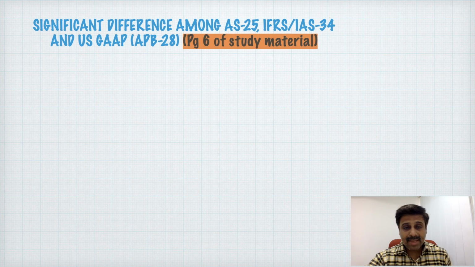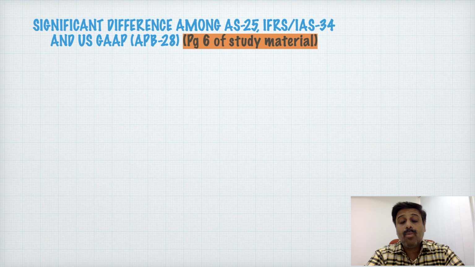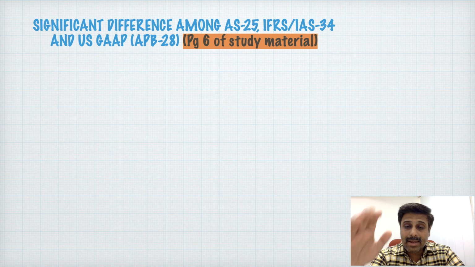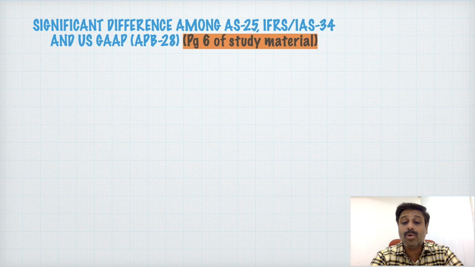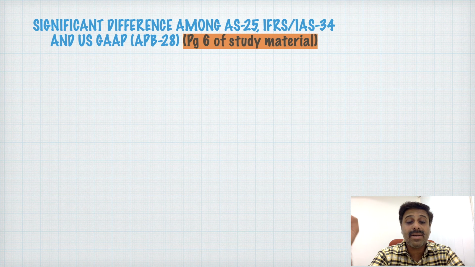And the last point: significant differences amongst AS 25, IFRS, IAS 34 and US GAAP, APB 28. Now, what is this AS 25, Accounting Standard 25? What is this IFRS and IAS 34? That is also on interim financial report. Okay. IAS 34 and IFRS are also based on interim financial reports. And what is this US GAAP, generally accepted accounting principles? APB 28, that is also based on interim financial report.